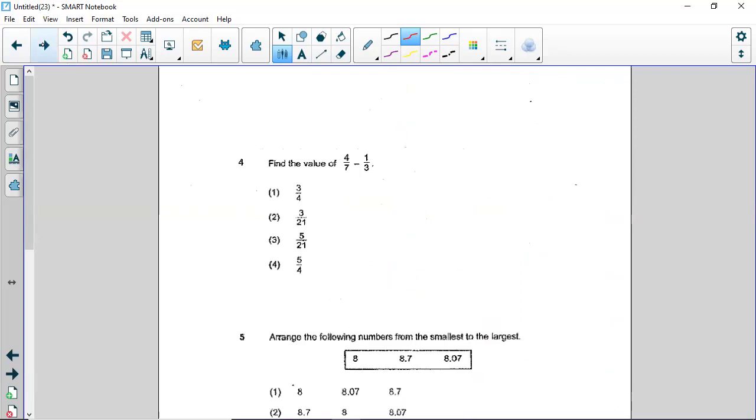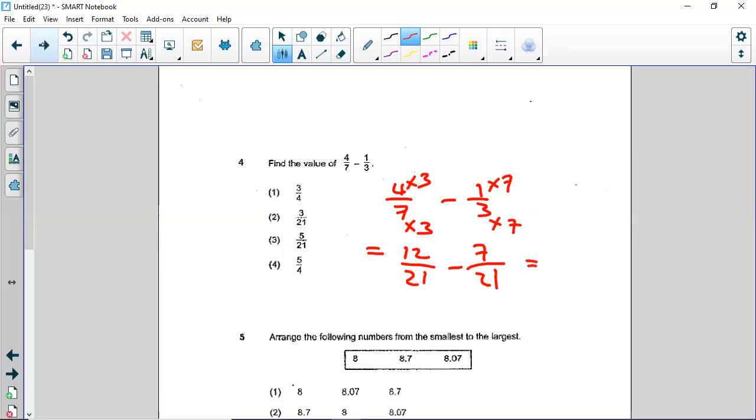Okay, what do we have? There is a minus there. So 4/7 and you minus 1/3. So you have to make the denominator the same, times 3 and then the 1 times 7, right? So make sure you times 3 on top and bottom, and then times 7 on top and bottom. And you will get 12/21 minus 7/21, and you will get 5/21. So your answer is number 3. Not that hard.